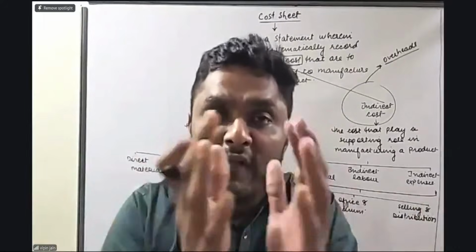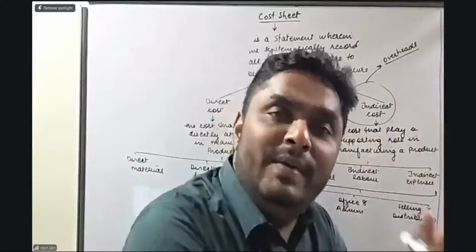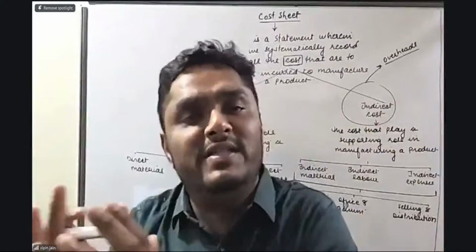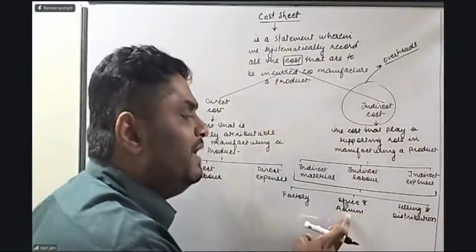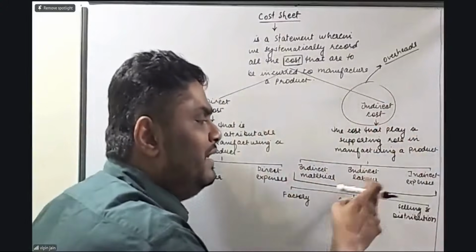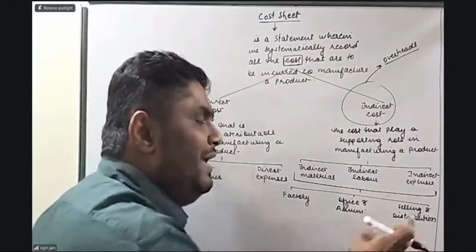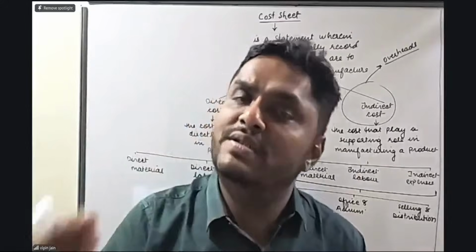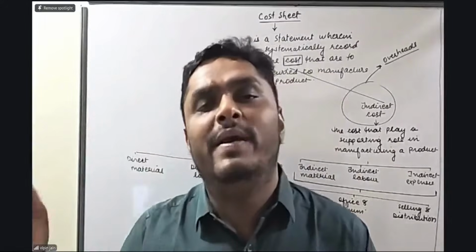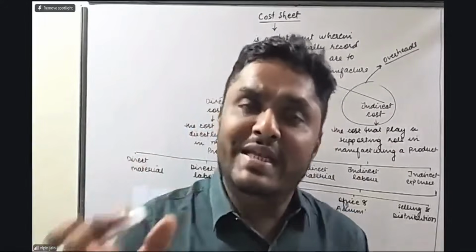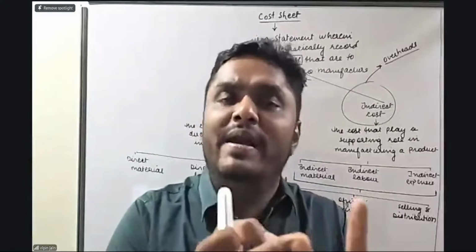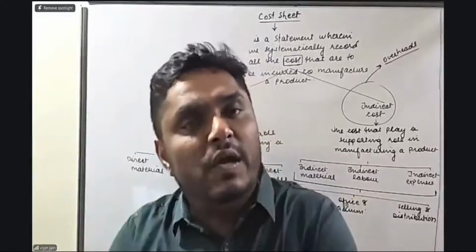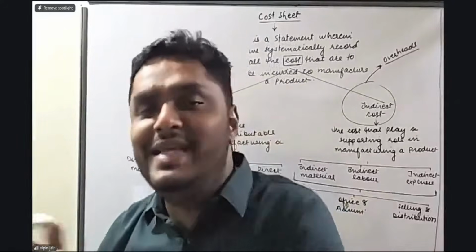It means what? फैक्ट्री में क्या हो सकता है? इनडायरेक्ट मटेरियल, इनडायरेक्ट लेबर, इनडायरेक्ट एक्सपेंसेस. अगेन ऑफिस में भी क्या हो सकता है? इनडायरेक्ट मटेरियल, इनडायरेक्ट लेबर, इनडायरेक्ट एक्सपेंसेस. अगेन सेलिंग एंड डिस्ट्रीब्यूशन में भी क्या हो सकता है? इनडायरेक्ट मटेरियल, इनडायरेक्ट लेबर एंड इनडायरेक्ट एक्सपेंसेस. So this indirect material, indirect labor, and indirect expenses can be at factory also, office also, and selling and distribution also.